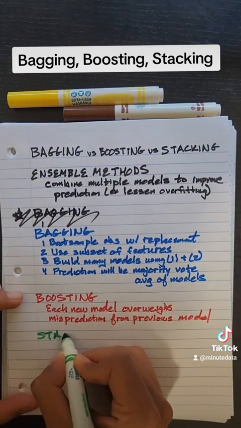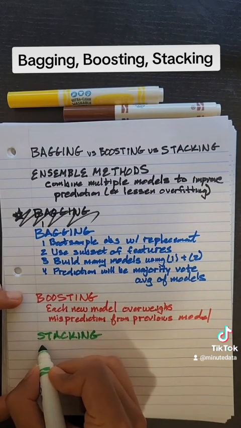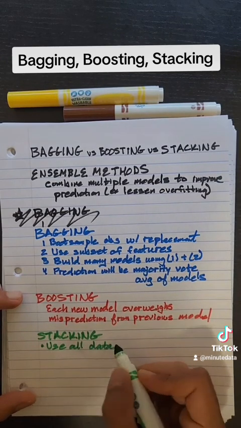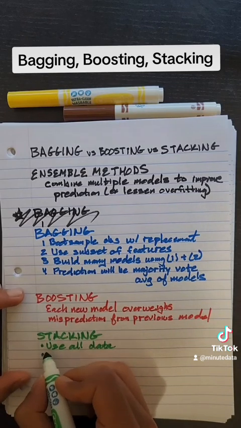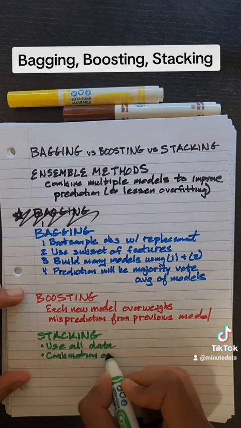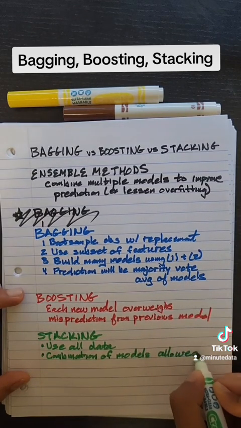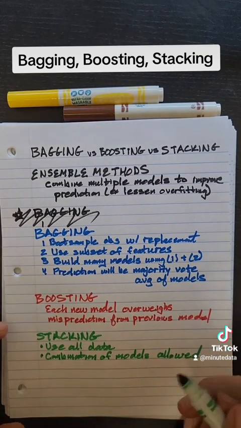Last topic is stacking. So with stacking, first of all, we're actually using all the data, unlike bagging, where we had a bootstrap sample of data. And another unique thing about stacking is you can actually use a combination of models. Combination of models allowed, you don't have to. So you can use, say, a decision tree, logistic regressions, k-nearest neighbors, what have you.